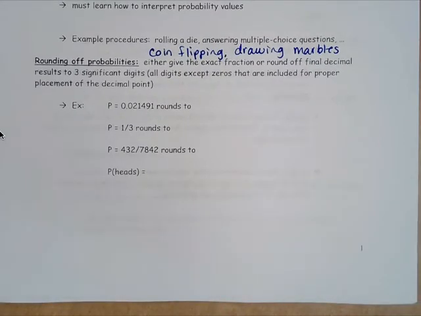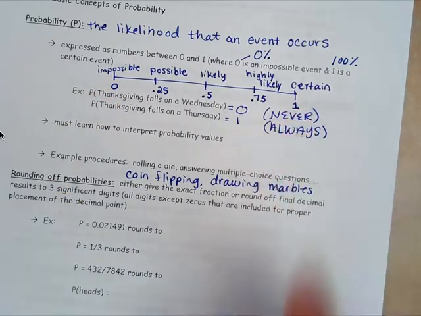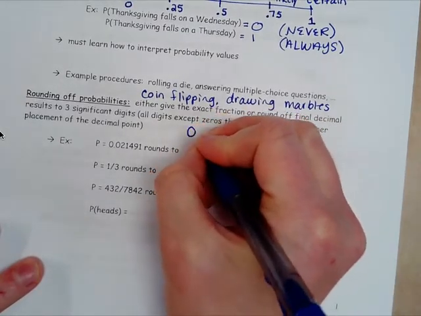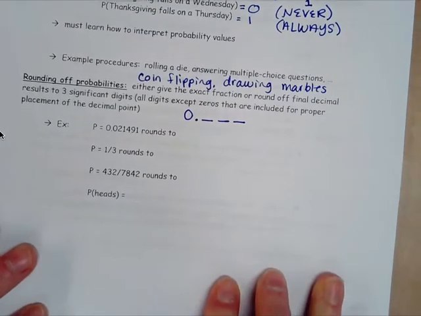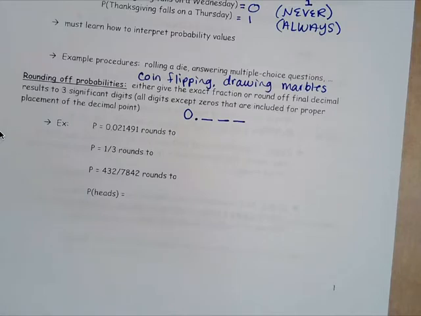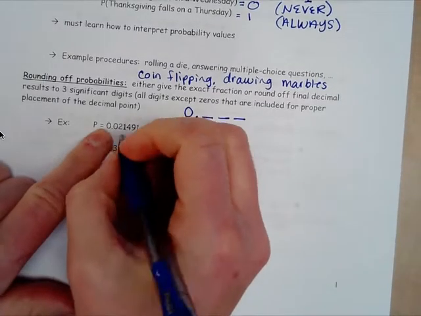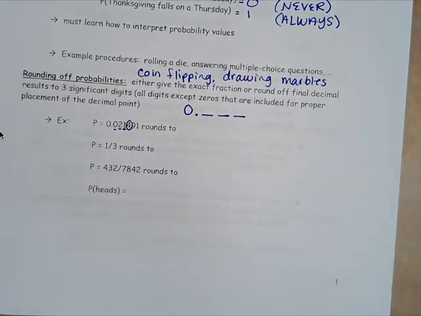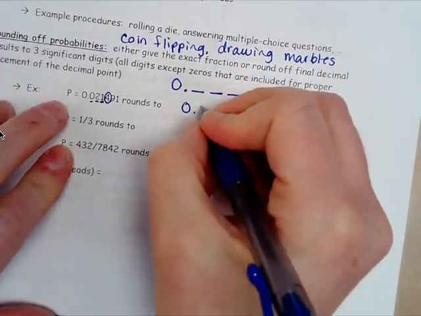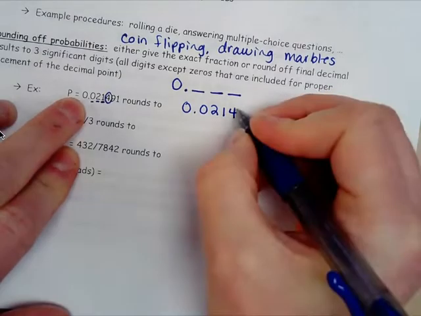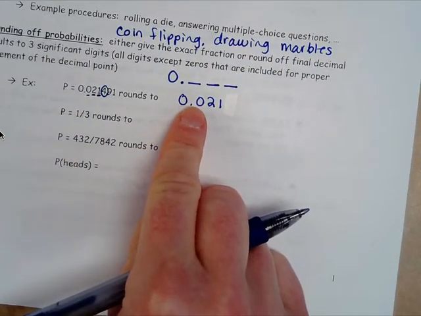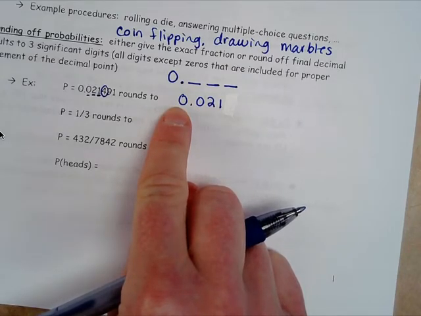Okay, so it's important to know how we're going to round these. When we're dealing with probabilities, we're going to get a decimal, and it's going to be between 0 and 1. What we are going to do is have 3 significant digits. That means that we want 3 numbers behind the decimal. So we'll have a 0 point and then 3 numbers. That's how we will round. So this first one, 0.021, so that's 3. But then we look at the next digit and decide, are we going to round up or keep the same? So this is going to round to 0.021. So a 0 is significant when it's behind the decimal. A 0 in front is not significant because it doesn't affect what the number is.